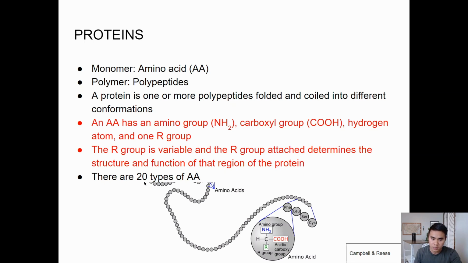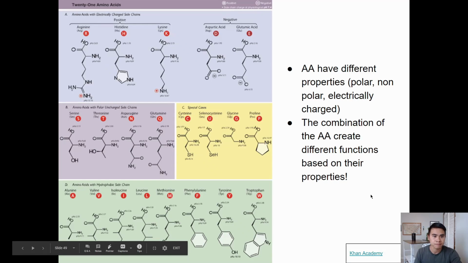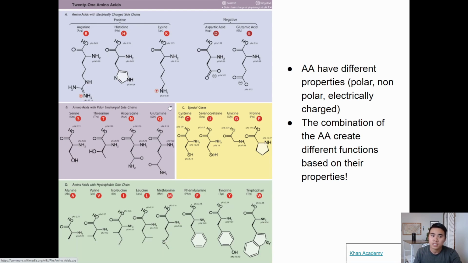And there are 20 different types of amino acids that we know. Each amino acid has different properties. Some of them are charged, some of them are not charged. This one has a hydrophobic side chain. This one has a polar uncharged side chain. So there are so many different types of amino acids, and the combination of amino acids creates different functions. So amino acids interact differently based on their properties.